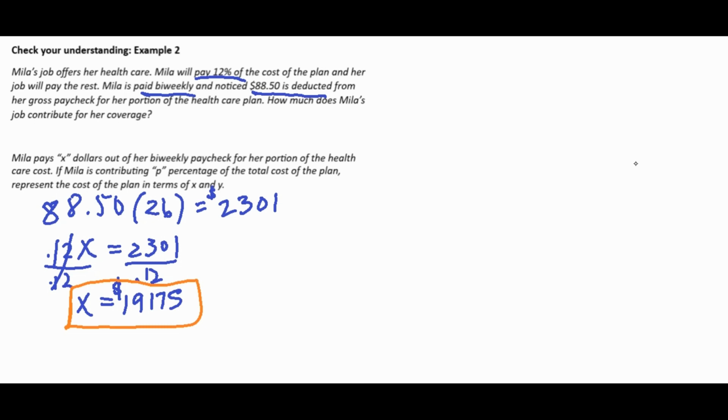So the question actually asks us, how much does Mila contribute for her coverage? Well, Mila contributes $2,301, but if we wanted to know what her employer contributes, we take the $19,175, subtract Mila's portion of $2,301, and we end up seeing that the employer pays $16,874.